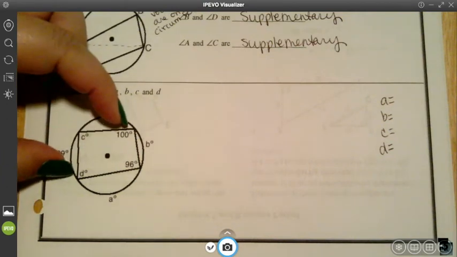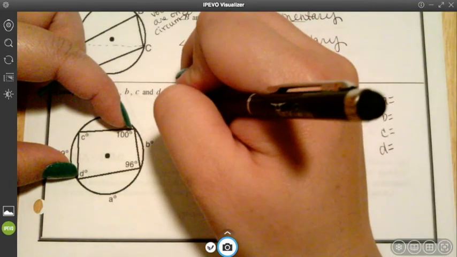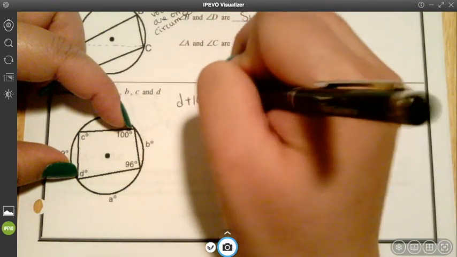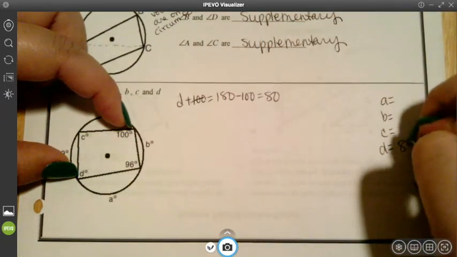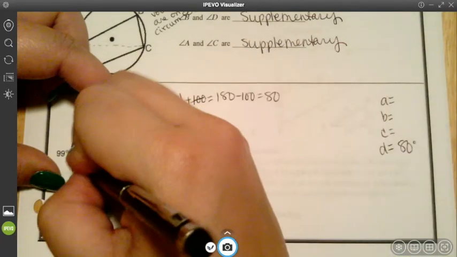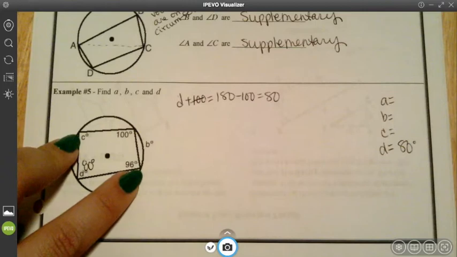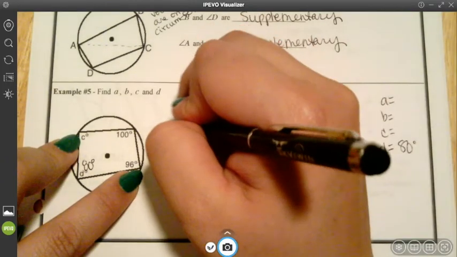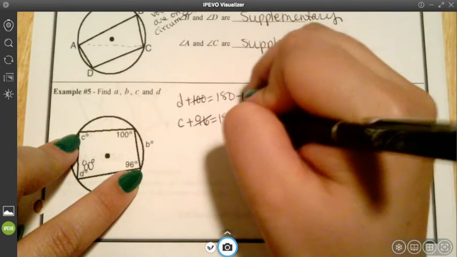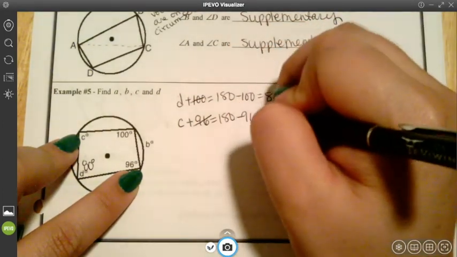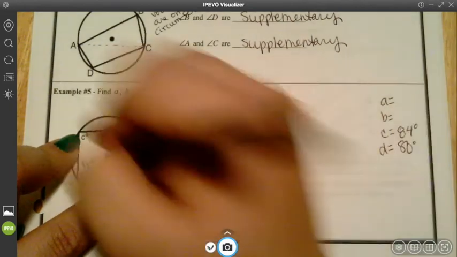Angle D and this angle that's 100 degrees are across from each other. That means they're supplementary. So D plus 100 should be 180, minus 100 equals 80. D is 80 degrees. I can do the same thing for angle C. These two angles are across from each other. So C plus 96 equals 180, minus 96 gives us 84. So C is 84 degrees.